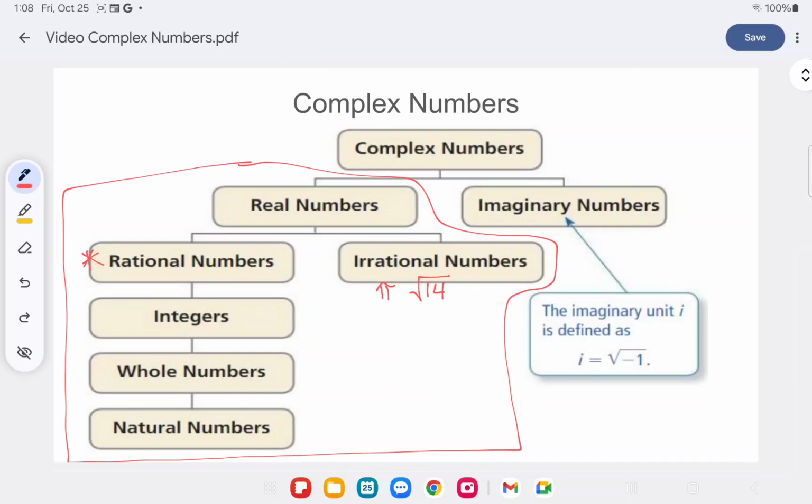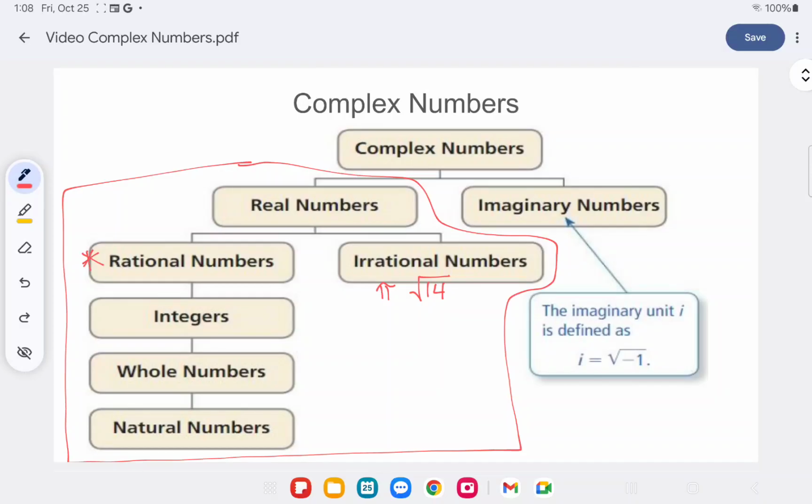Examples being anything that has a pi in it or square roots of numbers that don't come out nicely. So far, that has been our concept of numbers. All numbers are real. They're either rational or irrational. Now we're going to add imaginary numbers into the mix. So we have real numbers and we have imaginary numbers. Both are part of the complex number system. You can kind of see from this Venn diagram how everything is organized.